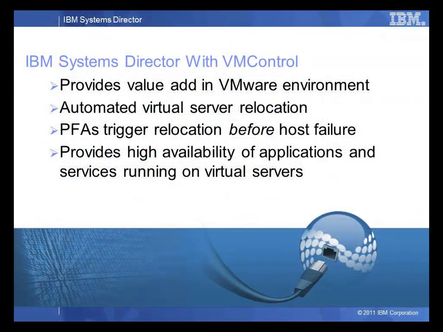As we have seen in this brief demonstration, IBM Systems Director provides significant value add in a VMware virtualized environment. You can create an event automation plan that will automatically send a relocation task to the vCenter server. Since Systems Director receives PFA events from IBM hardware, virtual servers can be relocated away from an impacted host before the host has actually failed. This means that all virtual servers continue to run without interruption, providing high availability of associated applications and services.